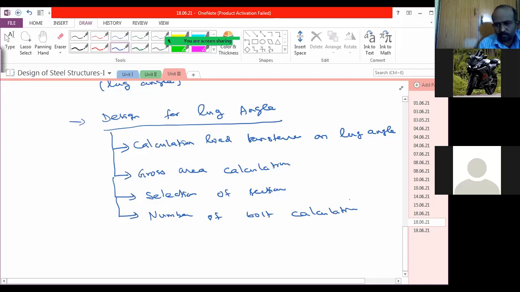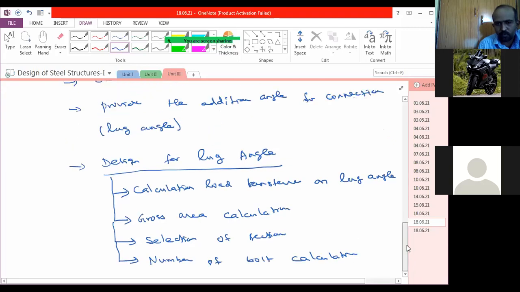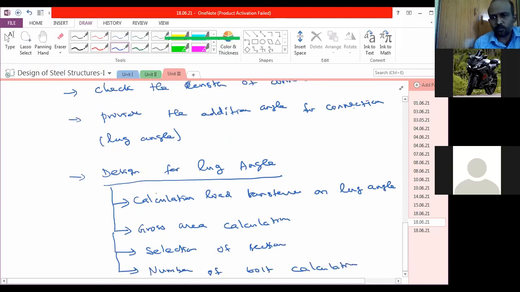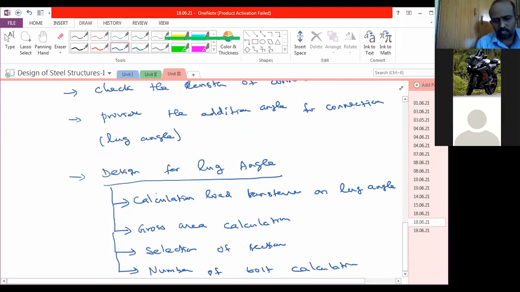The concept is simple. What is the concept we have to follow? If we want to design anything, we have to calculate how much gross area is required. If I want to design the leg angle, how much load is transferred, and based on the load, how much gross area is required, that needs to be calculated. Based on the gross area, I will select some section from the steel table greater than the required gross area. Then I know one bolt strength, so I can calculate the number of bolts. This is the procedure we have to follow for the design of a tension member.